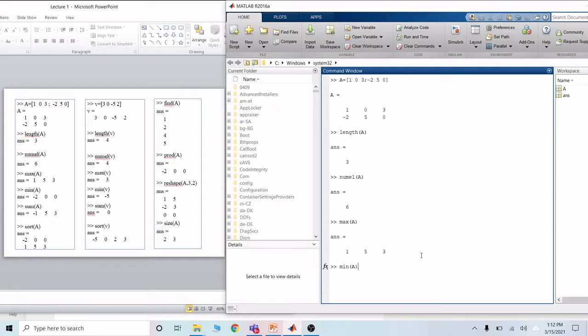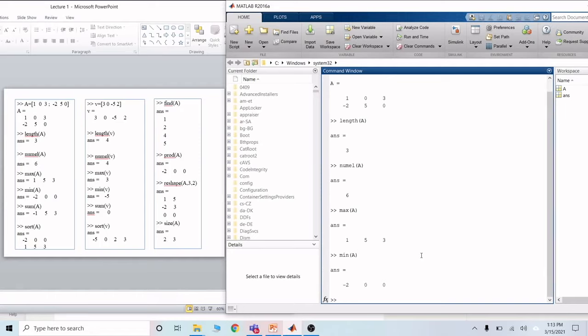The answer is 1, 5, 3. min A means the minimum of each column. The minimum of the first column is -2, the second column is 0, and the third column is 0. The answer should be -2, 0, 0.